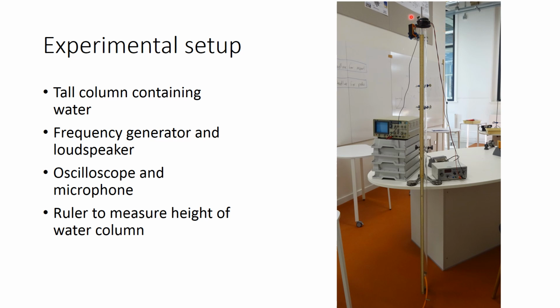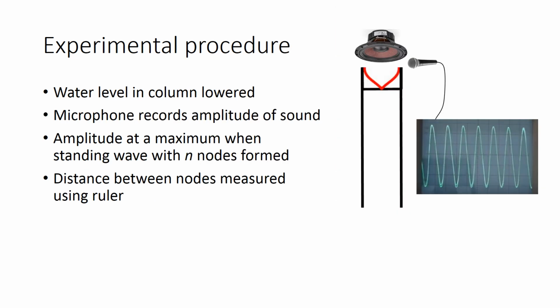Listening to that is a microphone which is connected to an oscilloscope, and at the front there is a ruler which we can use to measure the height of the water. What's going to happen is the hose at the bottom will be opened, allowing water to empty from the column. This will change the distance between the loudspeaker and the top of the water.